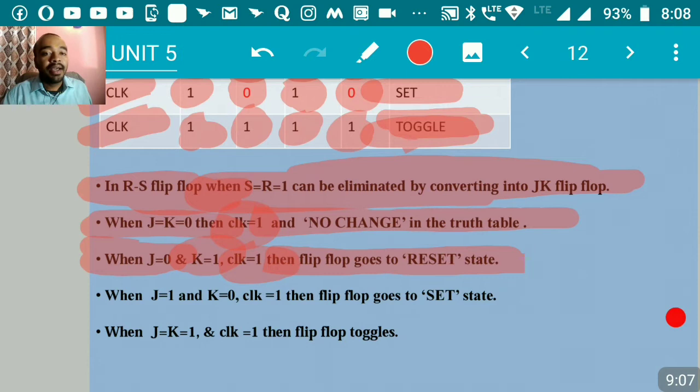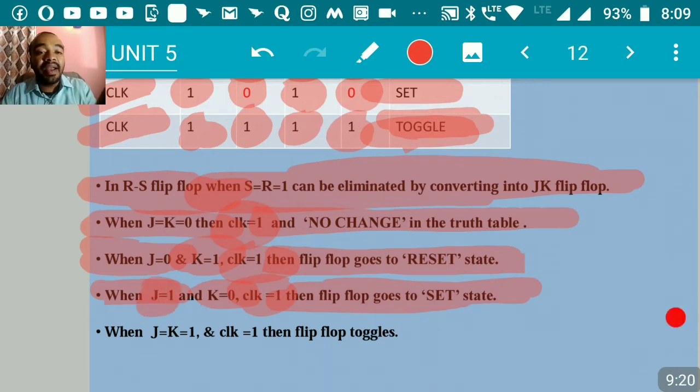Keep this in your brain, right? Next, when J is equal to 1 and K is equal to 0, after applying the clock pulse, the flip-flop goes into set state because I have made the set input high. Because of that, the flip-flop goes to the set state, and this flip-flop going into the set state will happen only after applying the clock pulse.